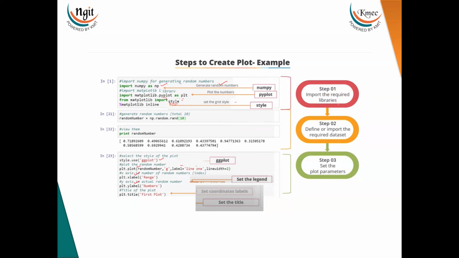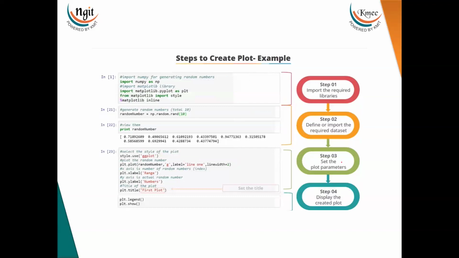And see, we are going to import the libraries, import the required data set, and then set the plot parameters. Then we are going to display the created plot, that is plot.legend, plot.show. So this is how we are going to create a simple plot using Matplotlib. For that, the very important package we have to import is matplotlib.pyplot as some alias.